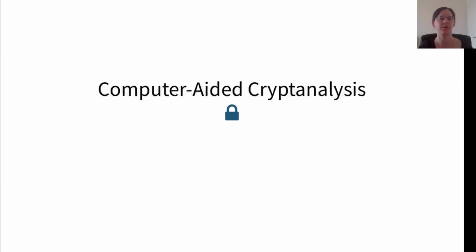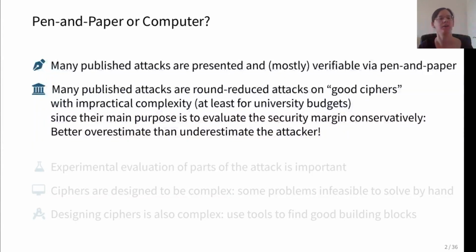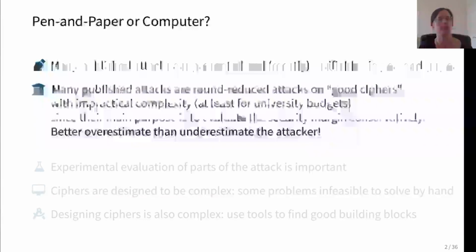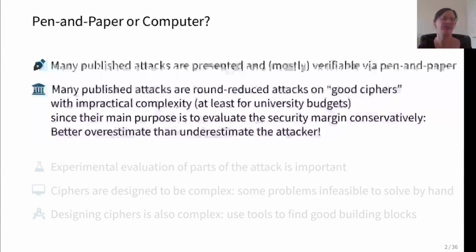Let's start with a few general words about the role of computers when doing cryptanalysis. So you may have noticed, if you've been looking at some of the attack papers that we have linked throughout the lecture, that many of the attacks that we've been talking about are mostly presented as pen and paper stuff, and actually most of the details are verifiable by just doing pen and paper stuff as well. So just by reading the attack description and thinking through the claims there, you can verify that this is an attack that should probably work and that should have this and that complexity.